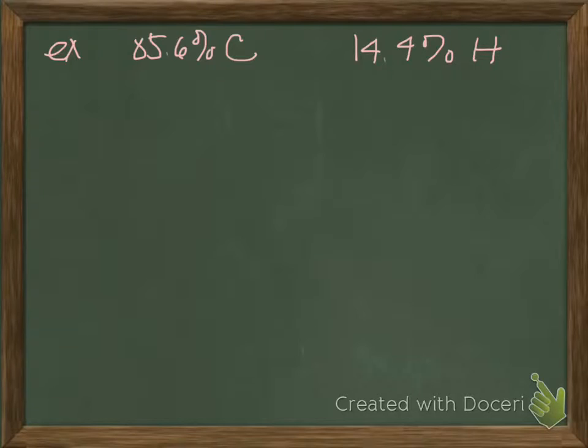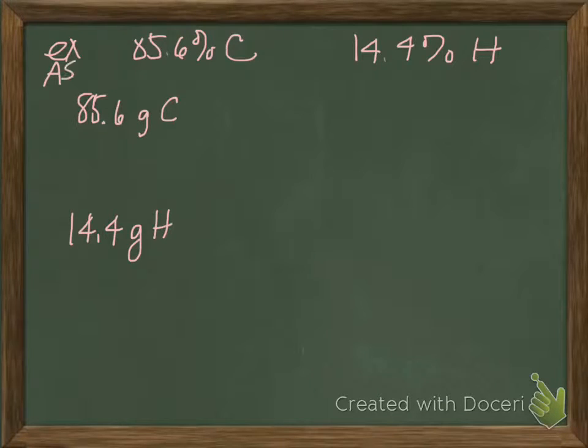So if I assume 100 grams, that means I have 85.6 grams of carbon, and I have 14.4 grams of hydrogen. Let me write this up there. We assumed 100 grams. All right. So once we assume that, our next step is we need to convert both things to moles. Okay? We need to convert both things to moles.